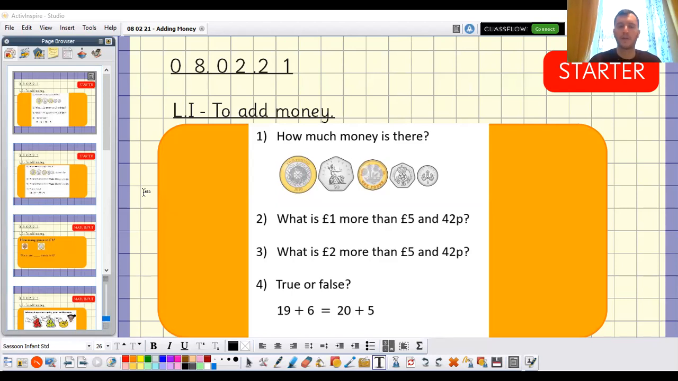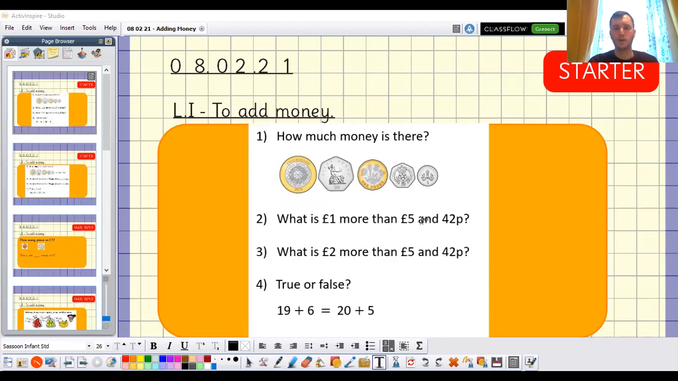As a starter, there are some questions for you to look at. How much money is there here? I'll tell you the coins if you can't see them very clearly. So there's a £2 coin, a 50p coin, a £1 coin, a 20p coin, and a 5p coin.